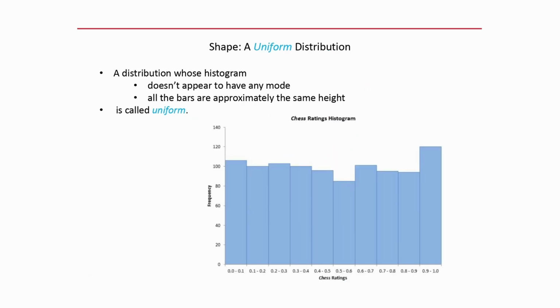Now, like in this histogram, it could be that there are no distinct peaks or humps. Yes, there is a bar that is technically the highest there on the right of these chest ratings. But if you were to take a step back and look loosely, there is no general peak or hump. This shape is called uniform, a histogram where there doesn't appear to be any distinct mode, and all the bars are approximately the same height. They don't have to be exactly equal, but approximately the same height.